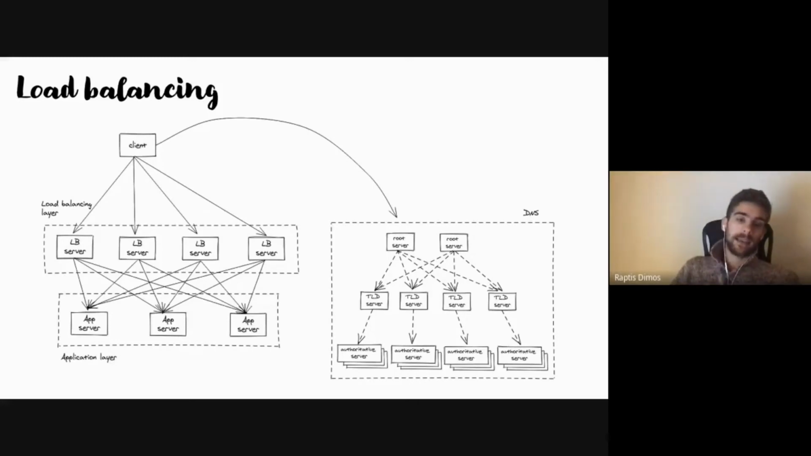And lastly, the clients also need a way to discover all these load balancers. One of the common ways to do that is through the use of the DNS system. So we assign a single domain name to the whole application, and then we map this domain name to multiple IP addresses, each one corresponding to one of the load balancers. And the client is responsible for distributing requests across the different IP addresses in a round-robin fashion, for example.